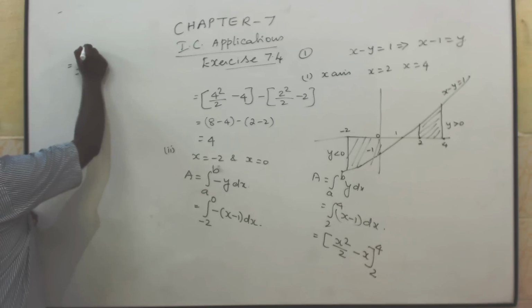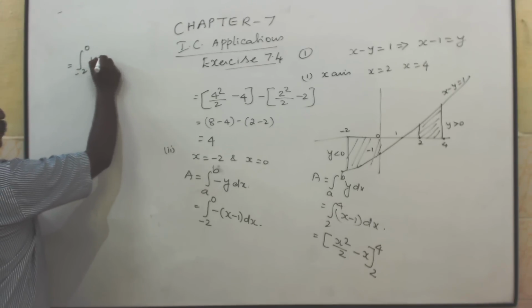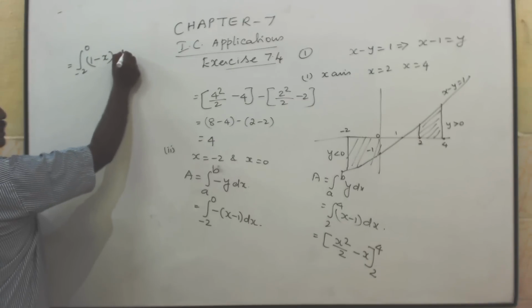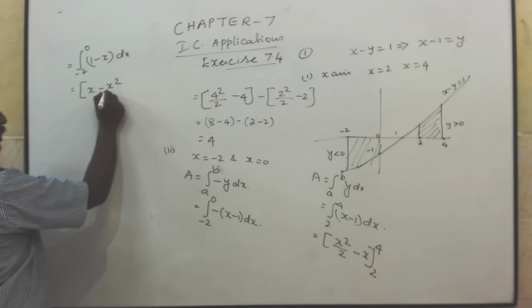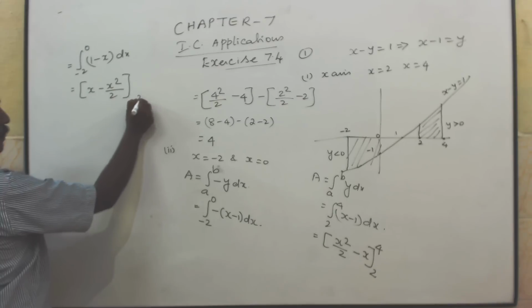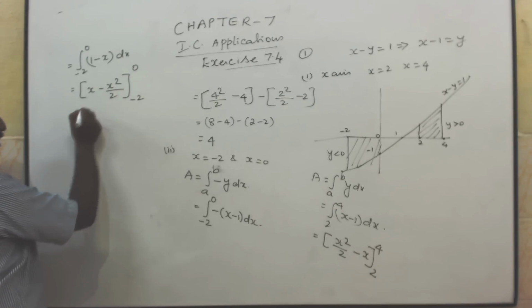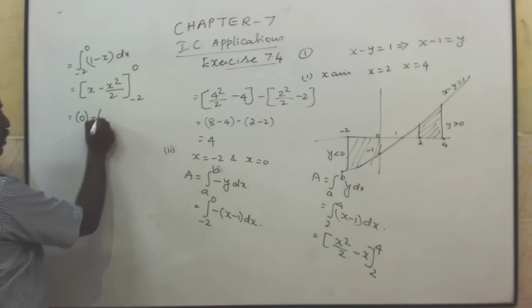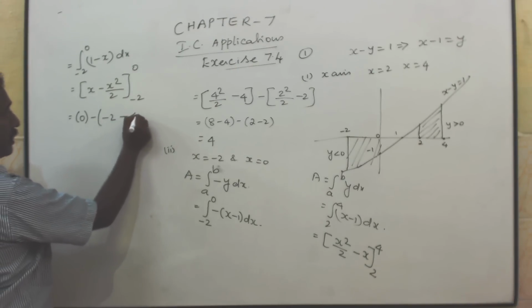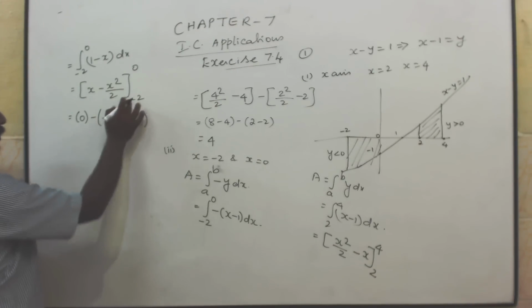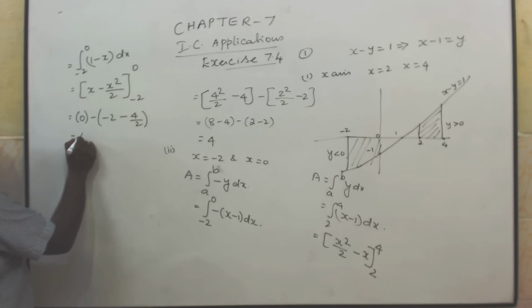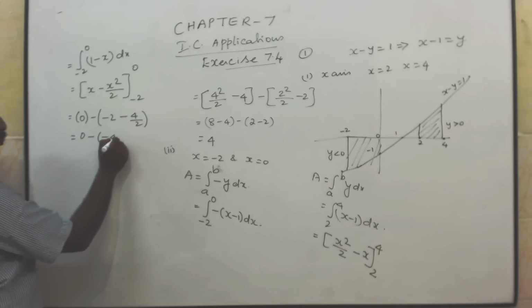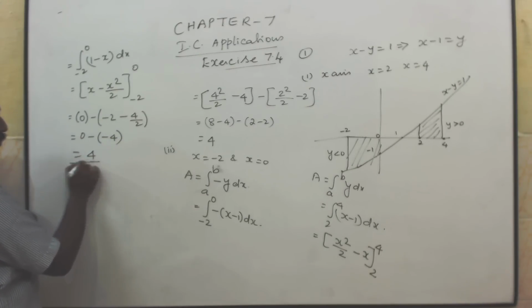Minus 2 to 0. Doing the minus inside, we get 1 minus x dx. Integrating 1 gives x, and integrating x gives x square by 2. Limits minus 2 to 0. When we substitute 0, we get 0, minus 2 minus 4 by 2. Minus 2 square is 4, this minus. 0 minus minus 4, that equals plus 4.